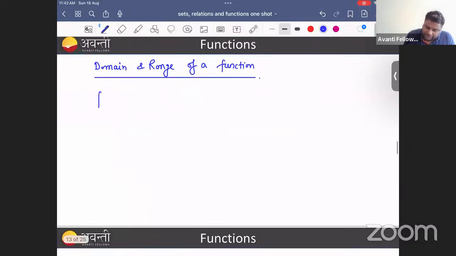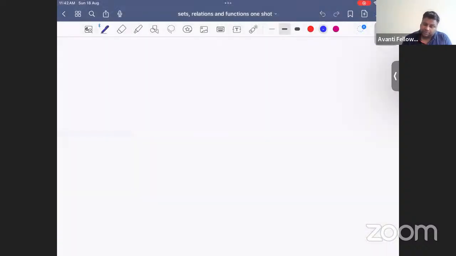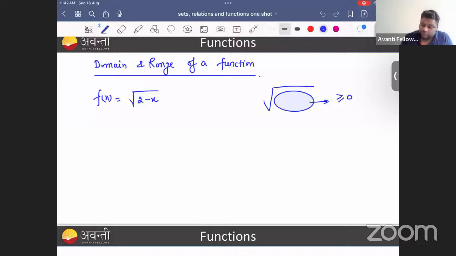Say you have a function f(x) equals under root of (2 minus x). Now, how do we find the domain of such functions? Whatever is there inside the under root, it should be greater than or equal to 0. Second thing, whatever is there in the denominator, it should not be 0.